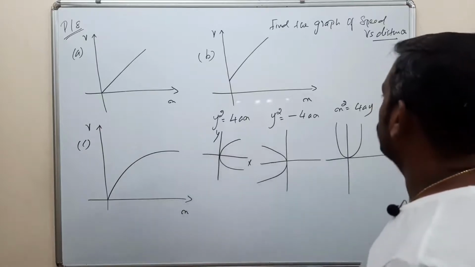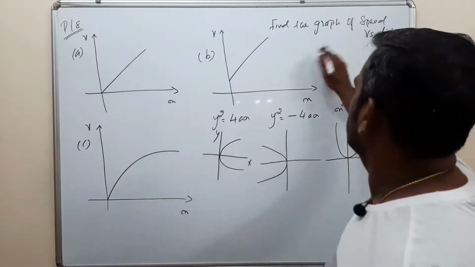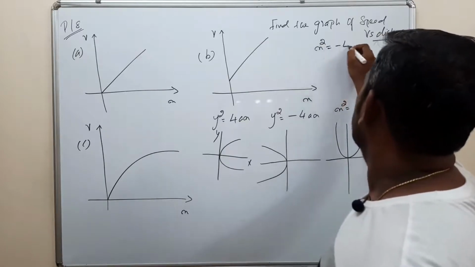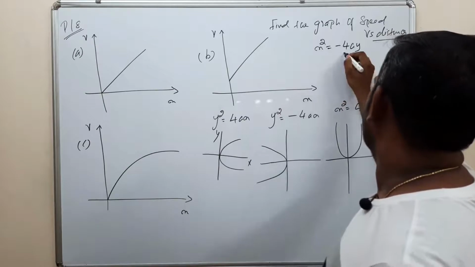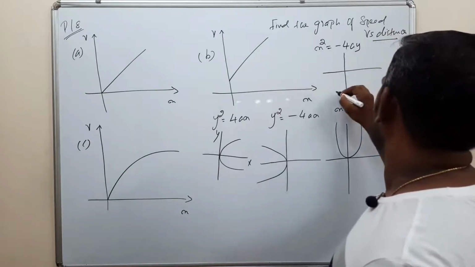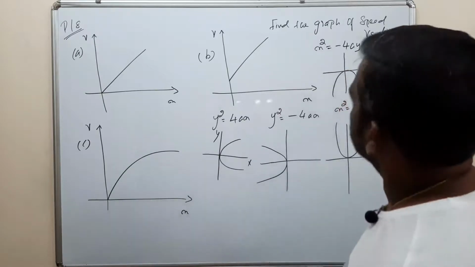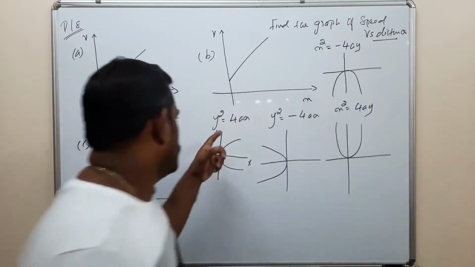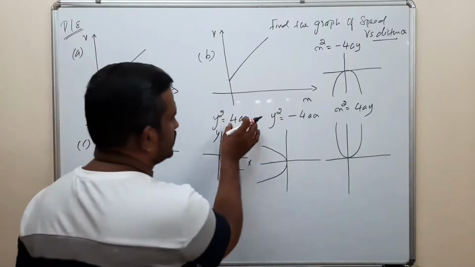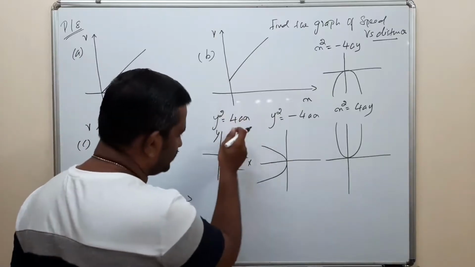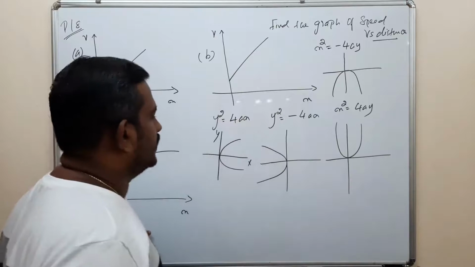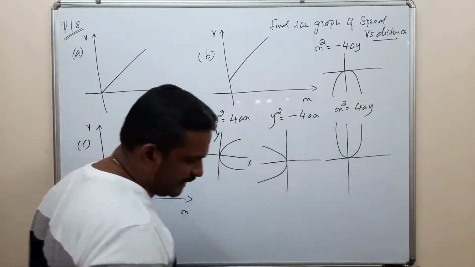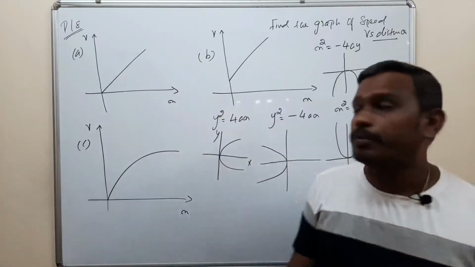x square is equal to 4ay, and x square is equal to minus 4ay. These are the 4 types of parabola. y square is equal to 4ax means it is along the x axis. y square is equal to minus 4ax means the parabola is in the opposite direction.